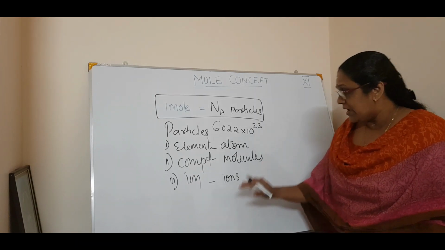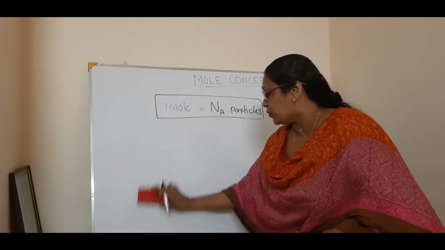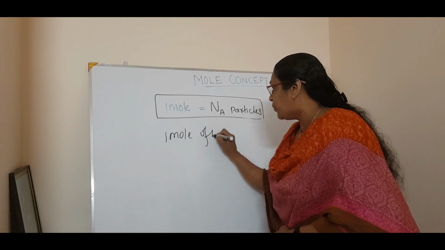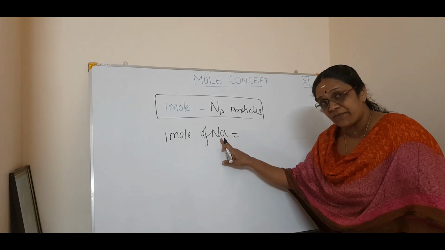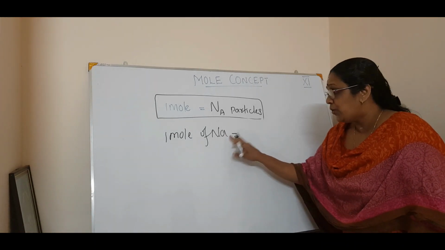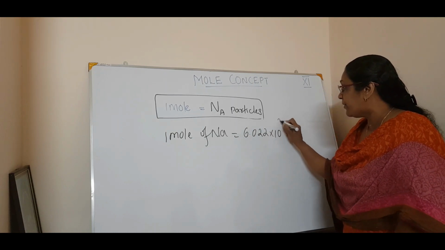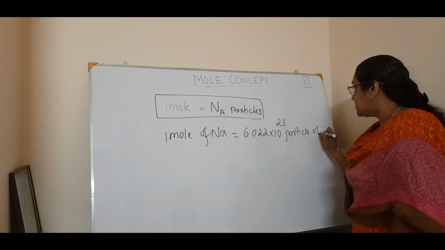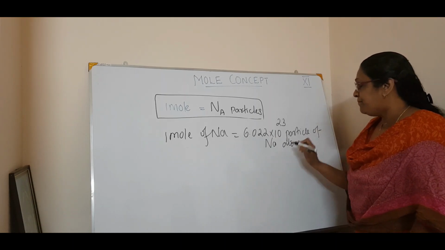Correct? Okay. Now, if I say 1 mole of sodium, simply, 1 mole of sodium. What does that mean? It's a sodium atom, right? So, you can say it is 6.022 into 10 to the power 23 particles of sodium atoms. Isn't it?